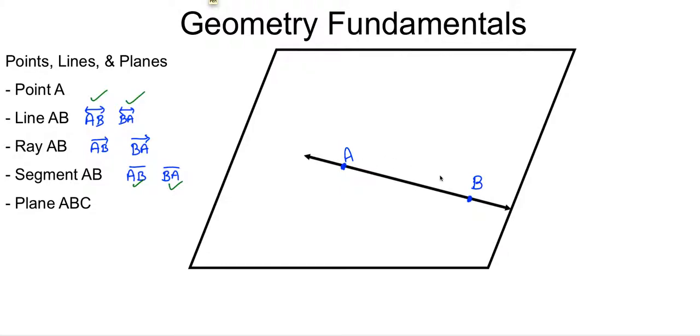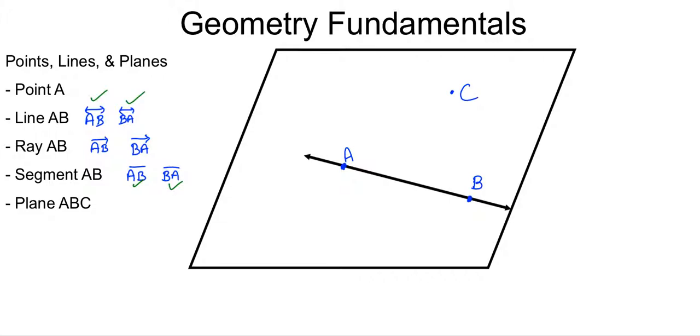So like this line needs two points. You need two points to name a line. You actually need three non-collinear points to name a plane. So I'm going to take point C, and I'm going to put point C just over here somewhere so it's not on the same line. So now I could call this plane ABC.